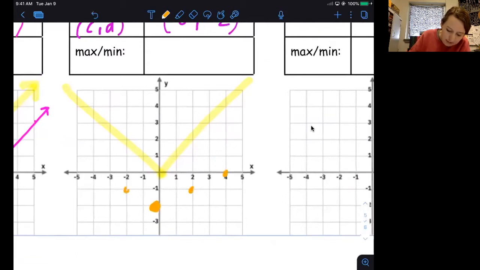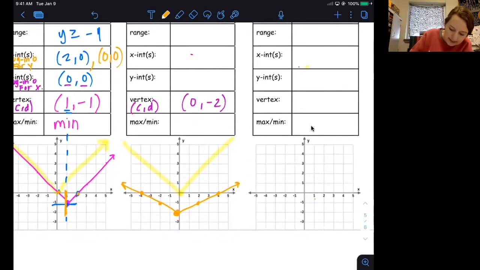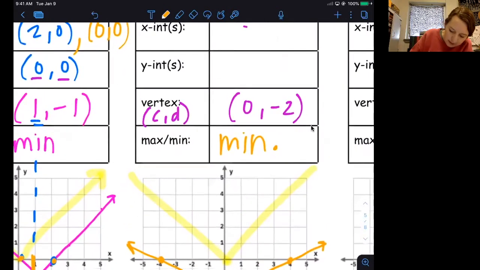We can also go up and to the left to get our other side of our absolute value. So this one has been vertically compressed. We've spread out the legs. They're farther away from the y-axis. Okay, once again, this vertex is a minimum because it's the absolute lowest point on the graph. So minimum always looks like this. Maximum would be if we were reflected and the vertex was the highest point.